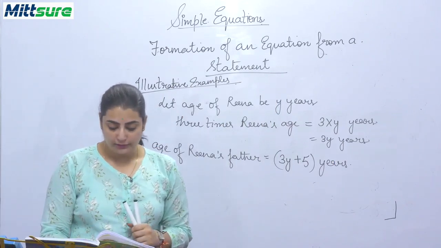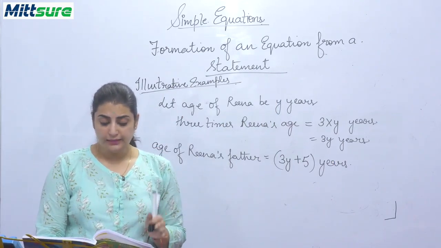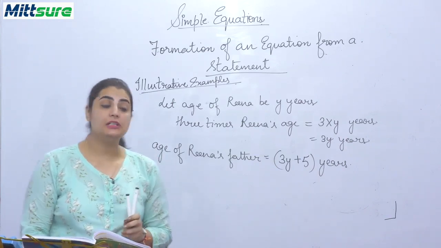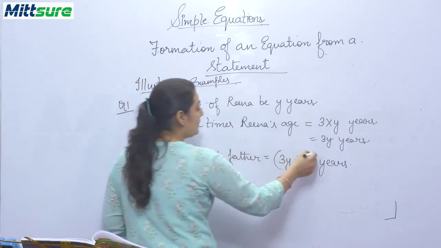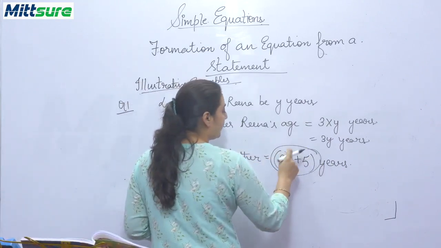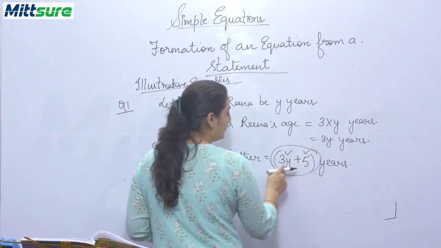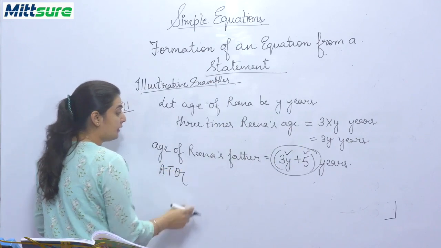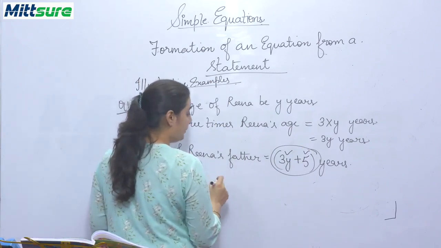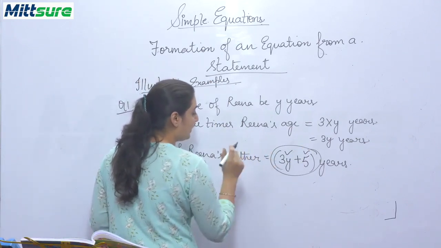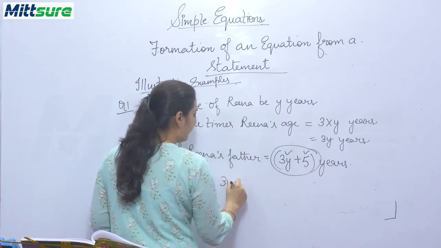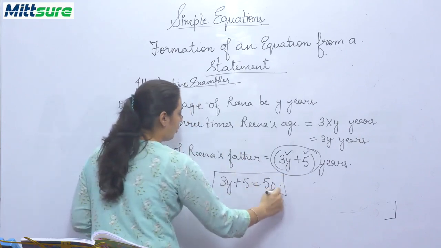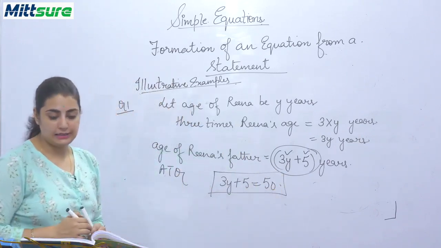Now, we have got that Reena's father's age is 50 years. Now, if this is the age of Reena, 3y plus 5 is the actual age of the father. So, according to the question, the information that has to be framed in an equation is 3y plus 5 equals 50. So, this will become your equation for the given statement.